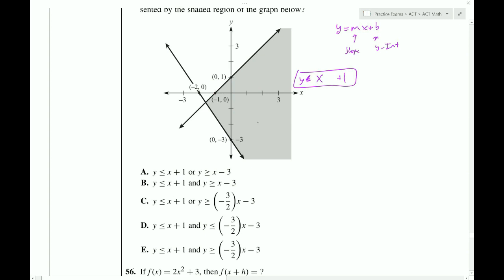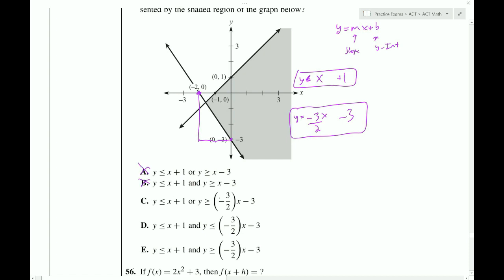Now, the other line's intercept is down here at -3. And we can determine its slope by looking at this and this. Now, it seems as though we have to march down 3 and then over 2. So down 3 over 2 in front of the x. So here is our equation. Alright, so now we can eliminate some choices, namely A and B, right?